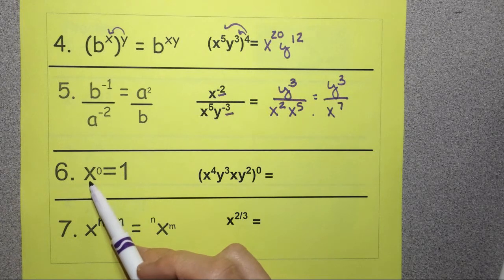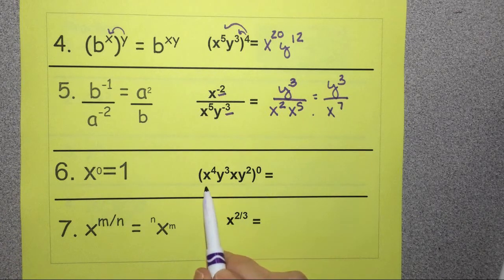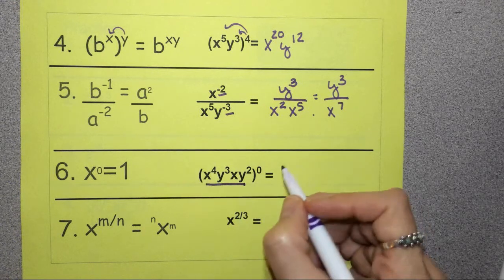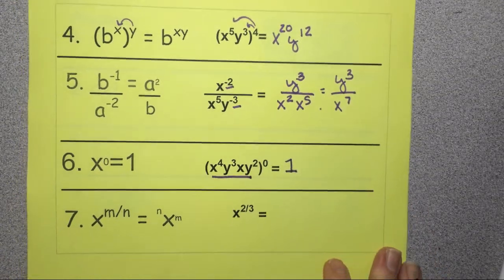Number 6 reminds us that anything to the 0 power is 1. So there is no need to simplify anything in here. All of this stuff raised to the 0 power is simply 1.